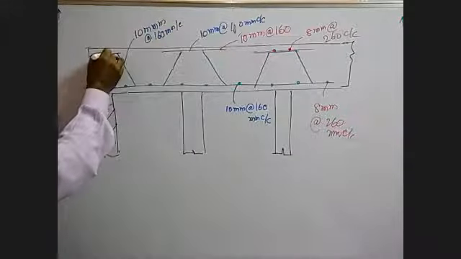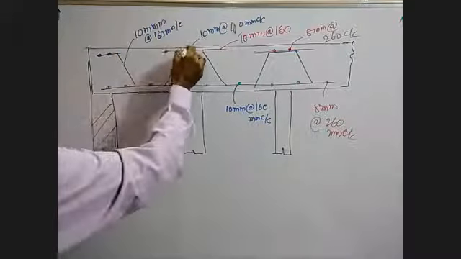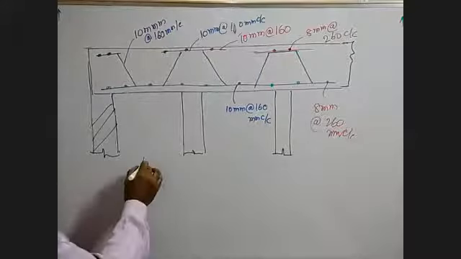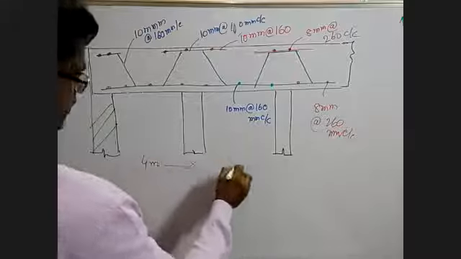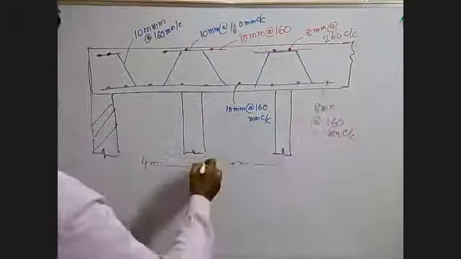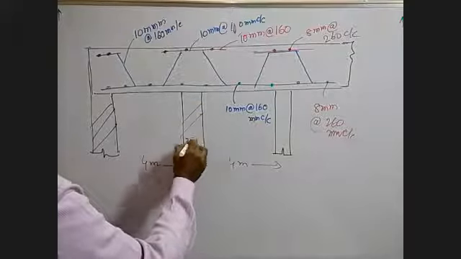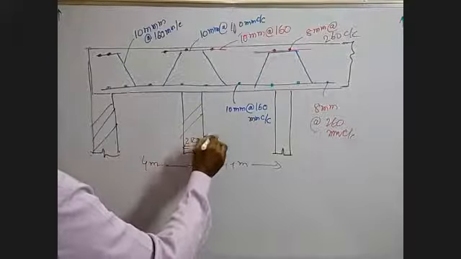So you have the distribution reinforcement. The distribution spacing is 8 mm at 260 mm center to center. So the span is 4 meters. This is continuous. These are the supports, 250 mm. These are supports.